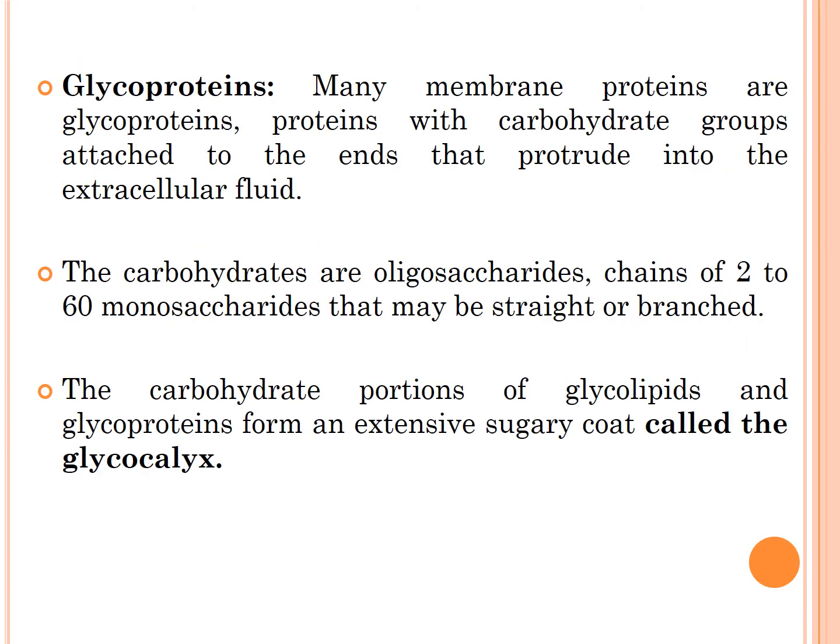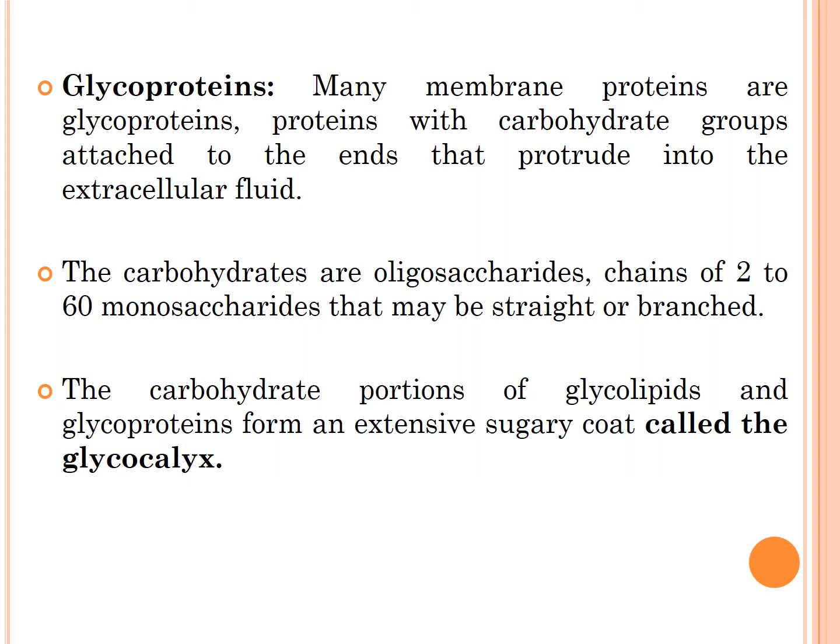Next protein is glycoproteins. Like glycolipid, glycoprotein is also a combination of carbohydrate and protein. Many membrane proteins are glycoproteins, meaning proteins with carbohydrate groups attached to the ends that protrude into the extracellular fluid. In glycoproteins, the carbohydrates are generally oligosaccharides, meaning chains containing 2 to 16 monosaccharides, which may be straight or branched.